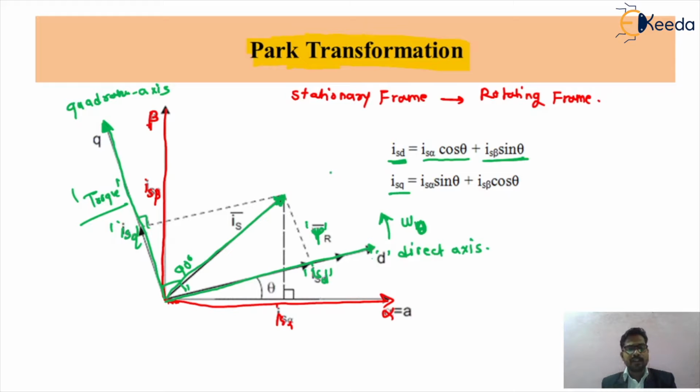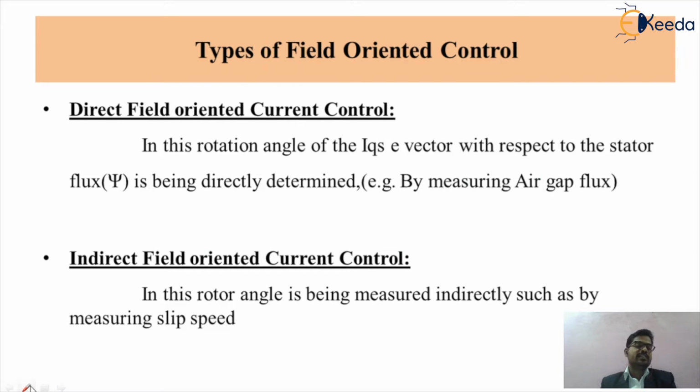And similarly, we can get the value of ISQ. And what should be the value of the ISQ? It is IS alpha sin theta plus IS beta cos theta. So friends, we are getting the values in concern with the time invariant system, and basically this is called a Park transformation. After that, friends, we can understand the different types of field oriented control, because this will be the basic fundamental thing of the field oriented control scheme.